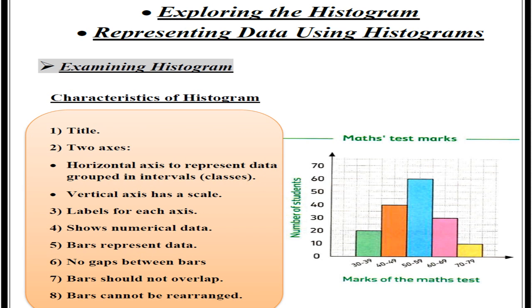Number 1, title. Number 2, two axes, horizontal axis to represent data grouped in the intervals, classes. Vertical axis has a scale. Number 3, labels for each axis. Number 4, shows numerical data. Number 5, bars represent data.